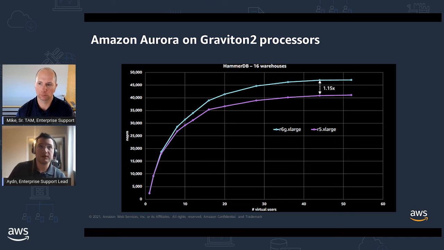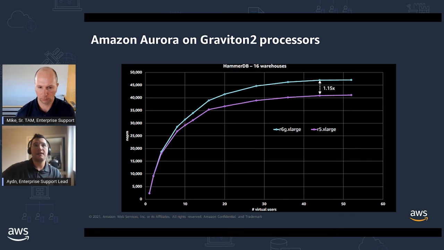So very similar scenario, right? We're comparing the R6G.xlarge and the R5.xlarge. So these are the memory instance types here, right? More memory for the instances. And we're load testing again with HammerDB, looking at orders per minute. We're getting a 15%, 1.15x bump here as we increase to the 50 virtual users as we add more virtual users.